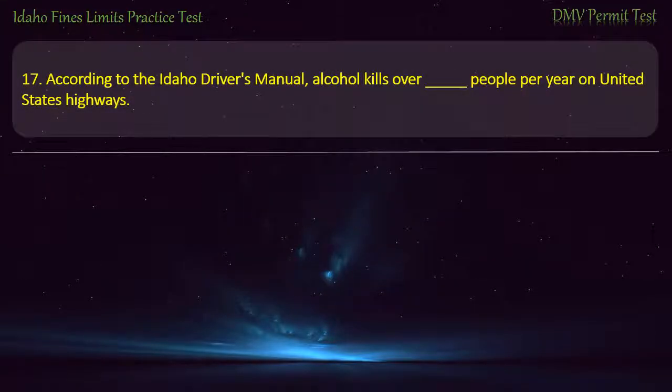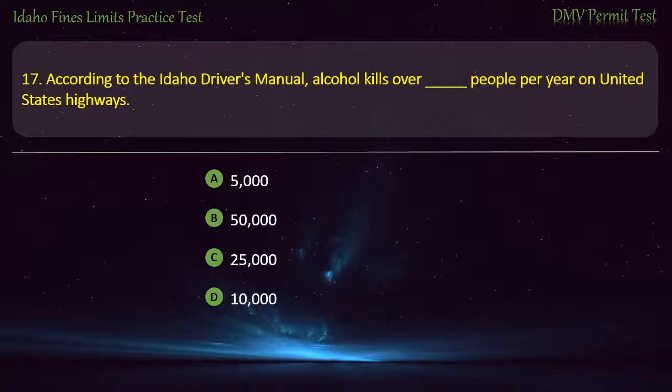Question 17. According to the Idaho Driver's Manual, alcohol kills over people per year on United States highways. 5,000, 50,000, 25,000, 10,000. Answer. 25,000.